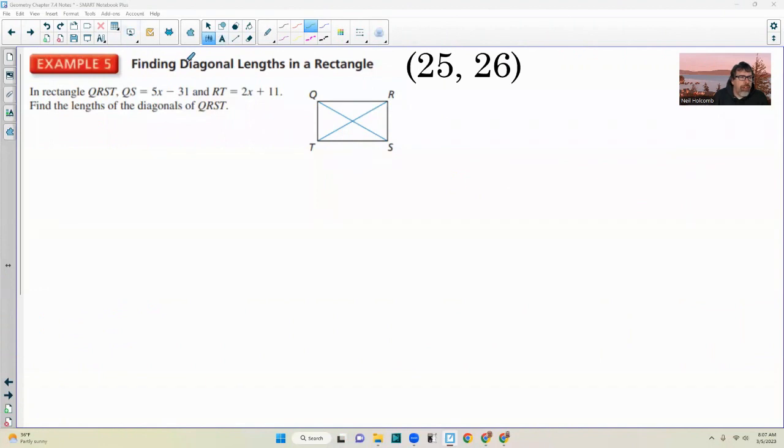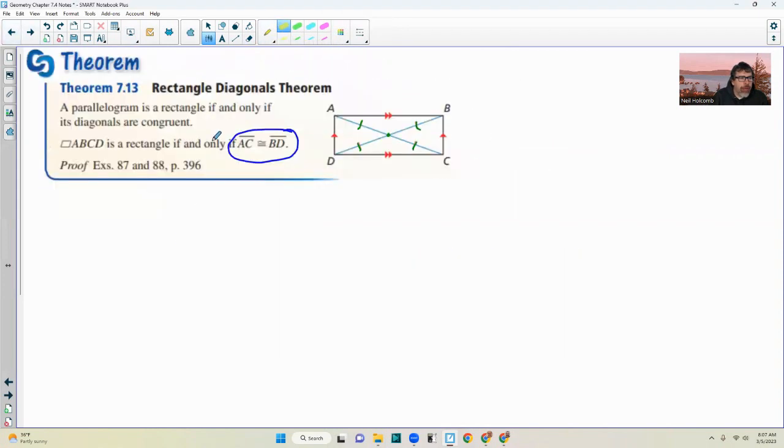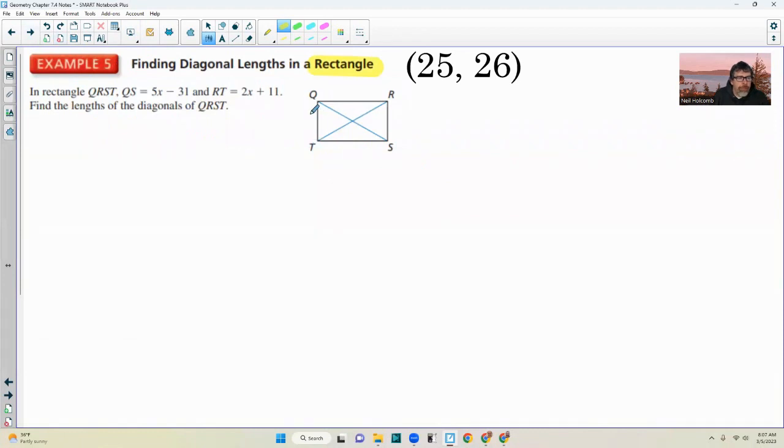All right, example 5, finding diagonal lengths in a rectangle. What do we know about the diagonals of a rectangle? Well, they're congruent. So AC is congruent to BD. That makes that quadrilateral a rectangle. So we're told it is a rectangle. QRST is a rectangle. So therefore, I know.